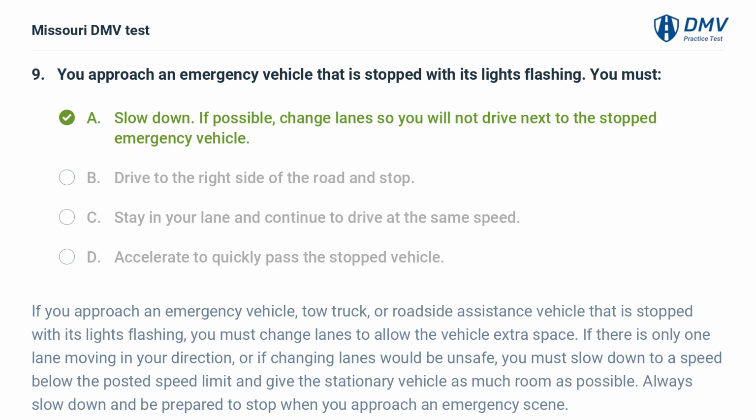If you approach an emergency vehicle, tow truck, or roadside assistance vehicle that is stopped with its lights flashing, you must change lanes to allow the vehicle extra space. If there is only one lane moving in your direction, or if changing lanes would be unsafe, you must slow down to a speed below the posted speed limit and give the stationary vehicle as much room as possible. Always slow down and be prepared to stop when you approach an emergency scene.